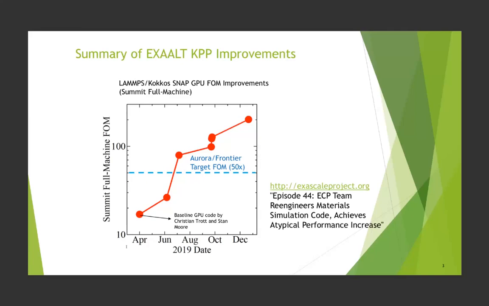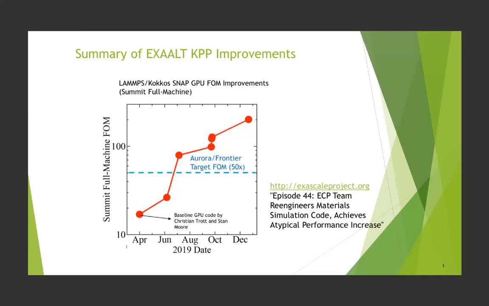Now that was a pretty good number, but it's still far below the blue dashed line, which is our overall target for the EXAALT project, running on two future machines that don't exist yet, the Aurora machine at Argonne and the Frontier machine at Oak Ridge, both of which are going to use GPU technology. That dashed line represents a 50x speedup relative to Mira. We started out at 17x, and there were specific reasons why we were concerned about how likely it was that we would actually achieve the 50x mark on these upcoming machines.